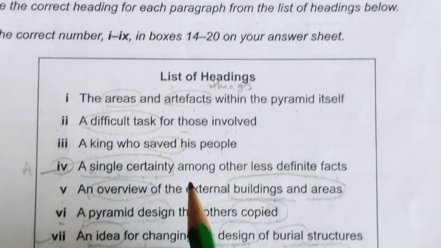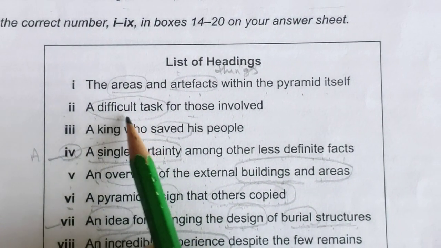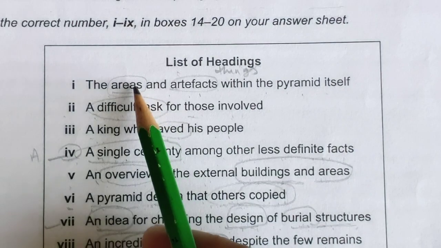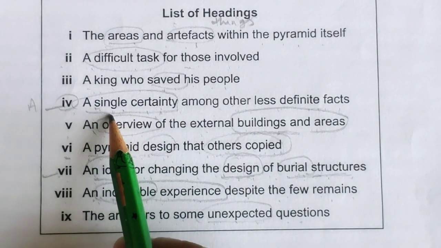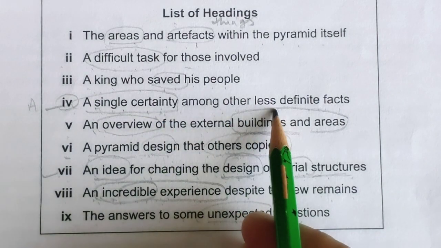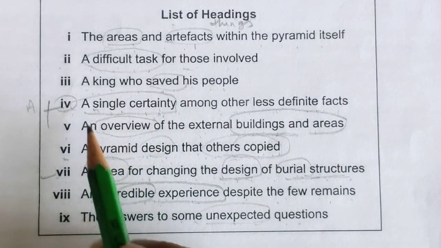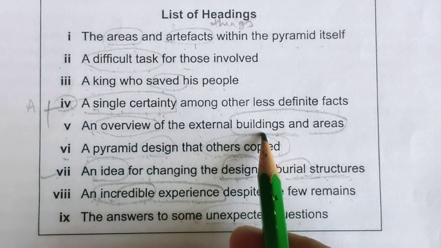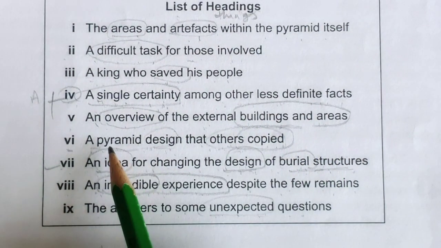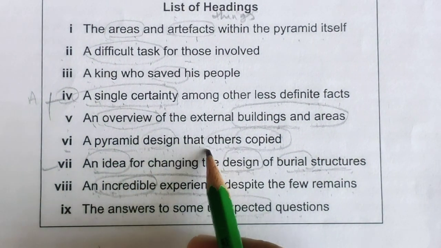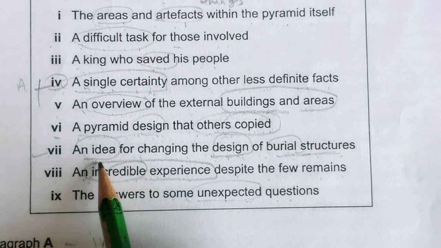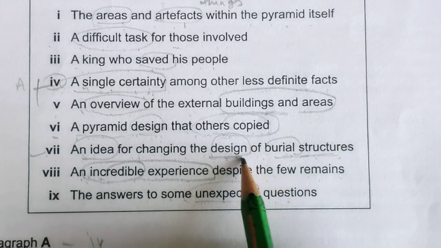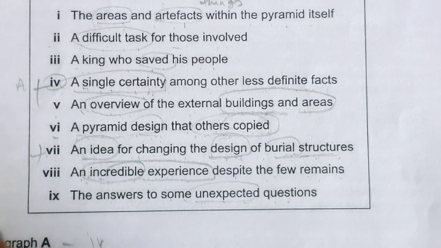So for this B, I will be putting the seventh one, because you can just read the other options also. They were not talking about difficult tasks, areas and artifacts. No. King who saved his people, nothing was given. A single certainty among less definite, that we have done, cross it. Overview of external buildings and areas. No. A pyramid design that others copied, nothing was given like that. This is fitting with that paragraph, an idea for changing the design of burial structure. So I am just cutting it here.